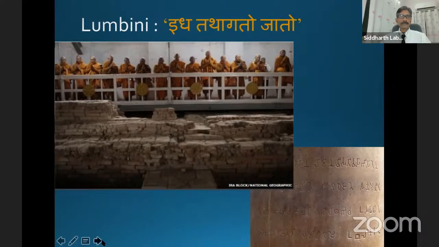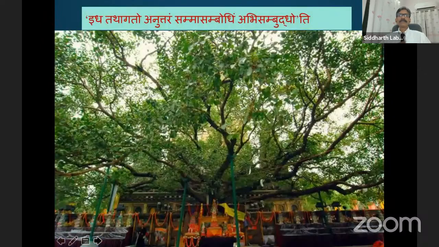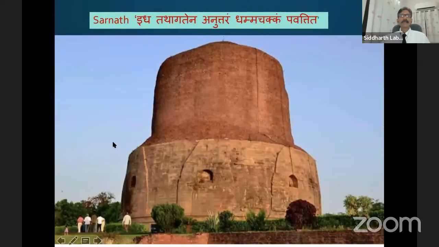Idang Tathagato jato. Then the second place is idang Tathagato anuttaram samma sambodhi abhisambuddho. Here the Tathagata attained enlightenment. So you can see the Bodhi tree. This is one of the places of veneration. The third is Sarnath, that is idang Tathagatena anuttaram Dhammachakka pavattitam. So here the Tathagata set the Dhammachakka in motion.